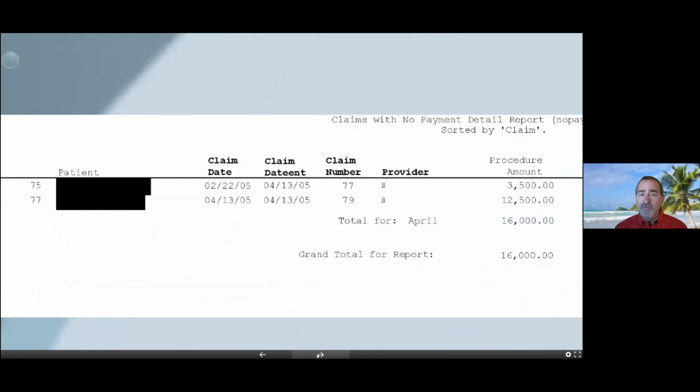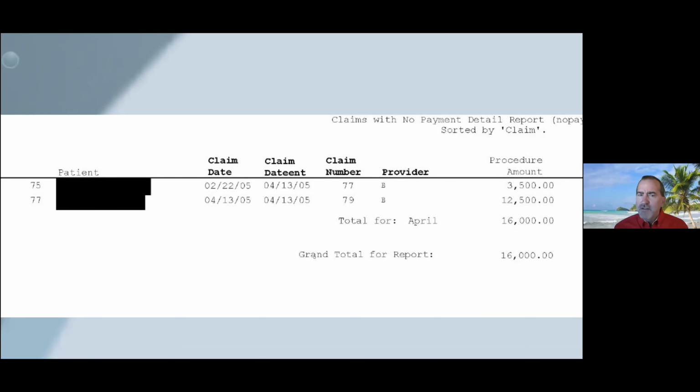And then also of interest is that we have these items that didn't make any sense. You can see here that the claim date for the first item, the $3,500 item, is in February of 2005, but the actual data entry date was in April of 2005. But then on the next line, it's all part of the same claim. It's not a separate claim, so it's all one transaction, two different line items. You'll see that the claim date was misentered as 4/13 of 2005, and it was also data entered on that same day.